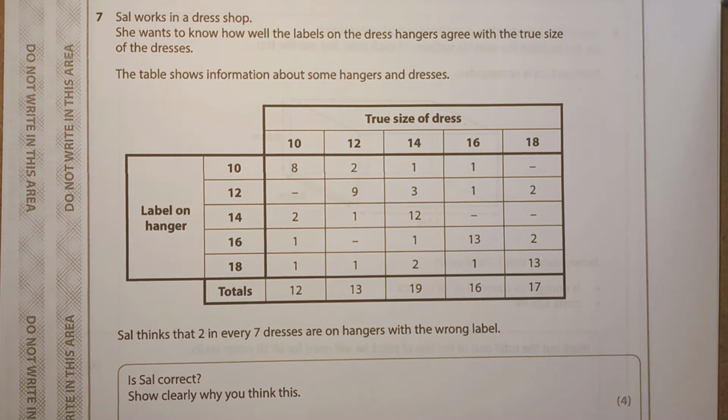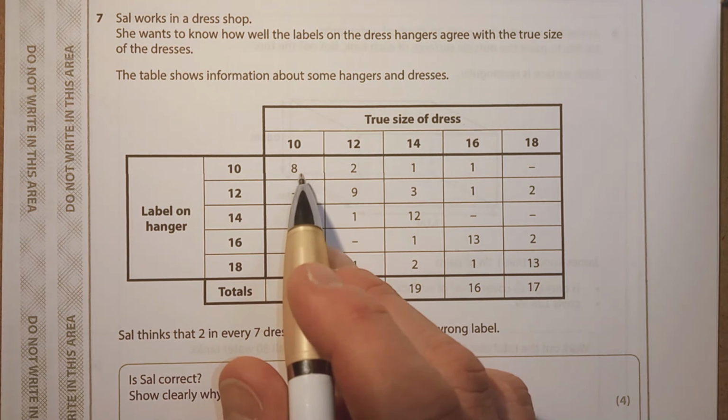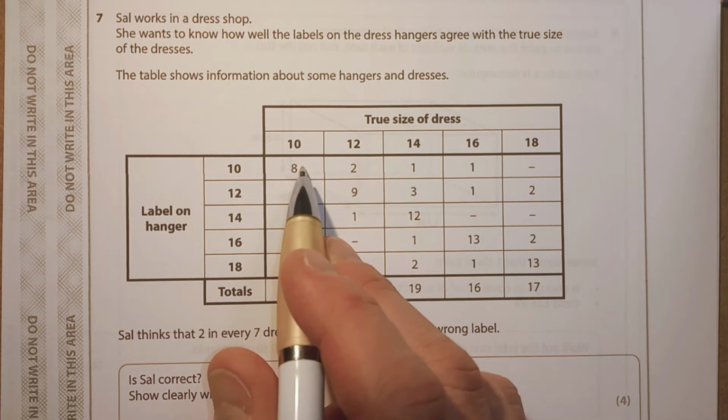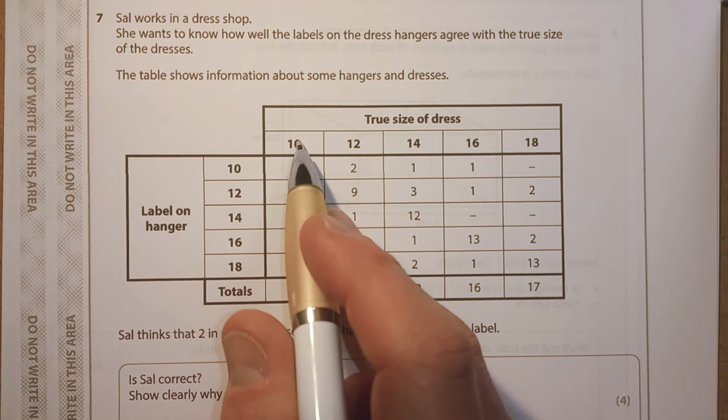Question 7. Sal works in a dress shop. She wants to know how well the labels on the dress hangers agree with the true size of the dresses. The table shows information about some hangers and dresses. Okay, so for example, here we've got 8 dresses where they were labelled as 10 and they really were 10.